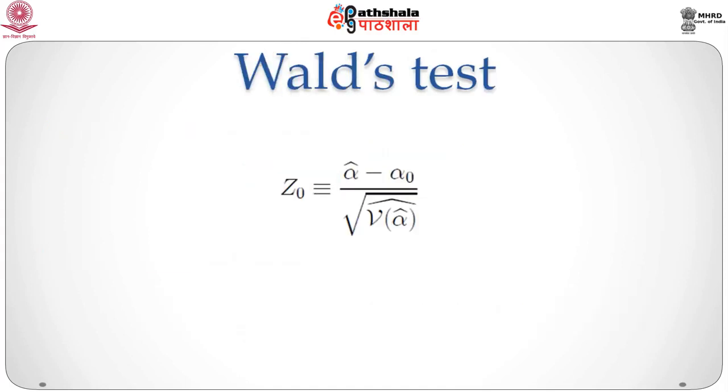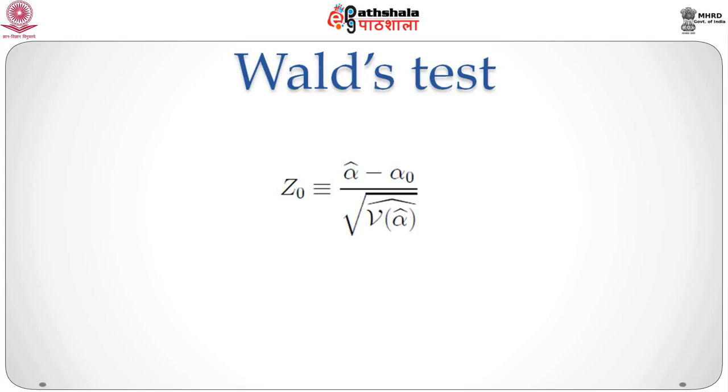An automatic consequence of using maximum likelihood for estimation is that we have a ready-made testing procedure. So say, for example, we have a single scalar parameter and we wish to test H naught: alpha is equal to alpha naught for some specified value alpha naught. This can be done using Wald's test statistic, which is given by Z equal to alpha hat minus alpha naught over the square root of V of alpha hat. Alpha hat here is the maximum likelihood estimator of alpha, and V of alpha hat is its variance derived from the inverse information matrix evaluated at alpha hat.